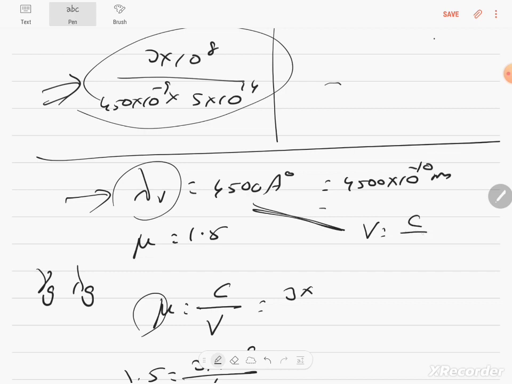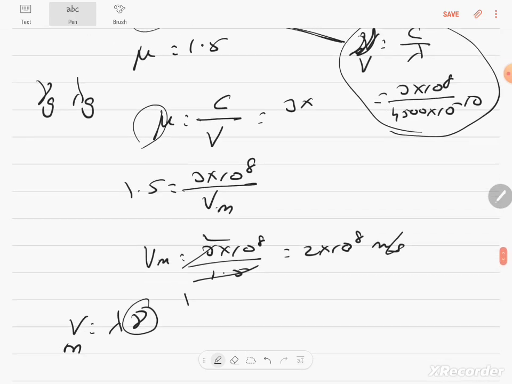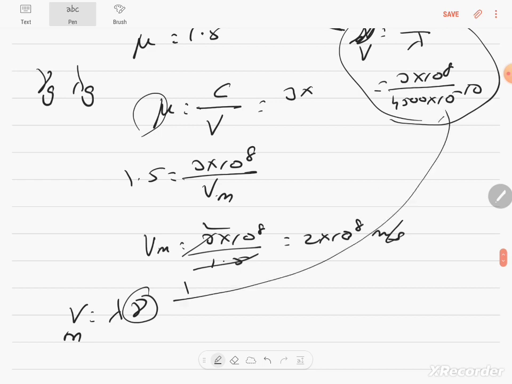c is equal to frequency into lambda. So you want the frequency in vacuum, it's 3 into 10 to the power 8 by 4500 into 10 to the power minus 10. With this formula, what do I get? Frequency in vacuum. Can I take it as it is and put it here? Because in the medium the frequency is not going to change.